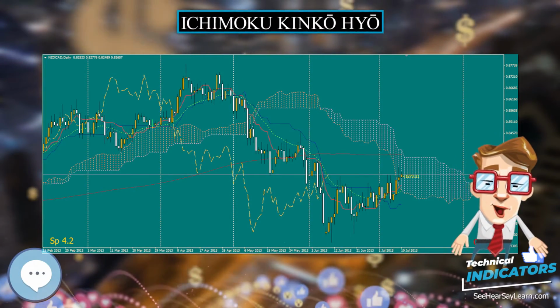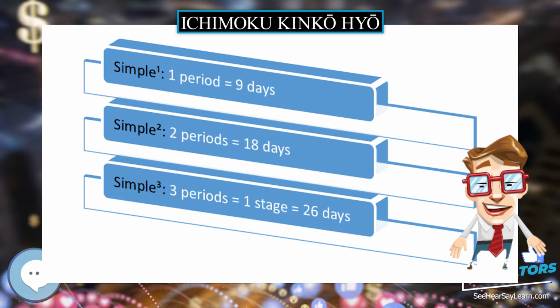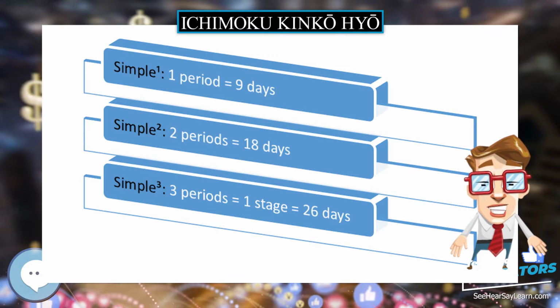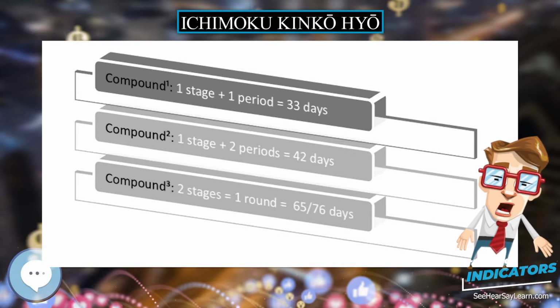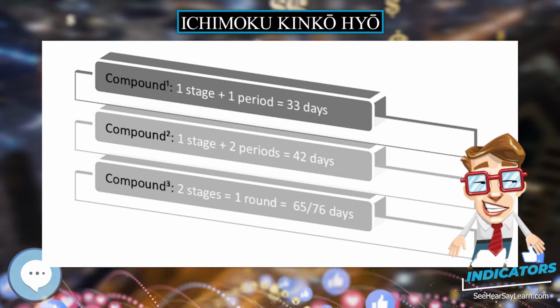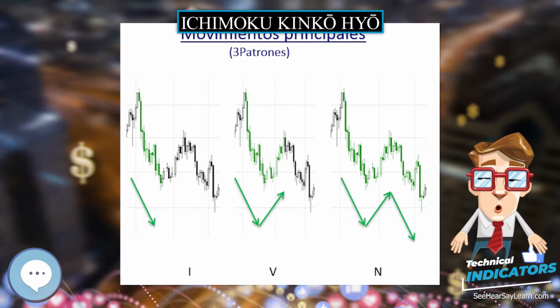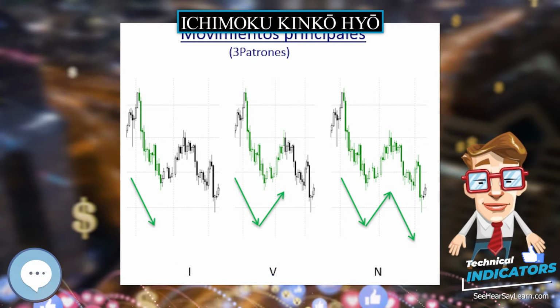Ichimoku Kinkō Hyō, IKH, Japanese, usually shortened to Ichimoku, is a technical analysis method that builds on candlestick charting to improve the accuracy of forecast price moves.